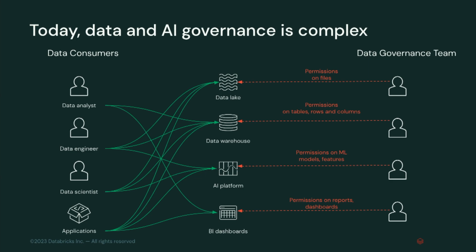That makes the job of a data governance team more complex because when it comes to data lakes, they have to deal with permissions at the file level. When it comes to data warehouses, they've got more fine-grained permissions at tables, rows, and column masking. When it comes to AI platforms, it could be a different AI platform in the organization, and you're dealing with permissions on ML models and various features in the feature store. And of course, when it comes to reports, you've got to set permissions to that as well. So you've got multiple different ways of doing that.